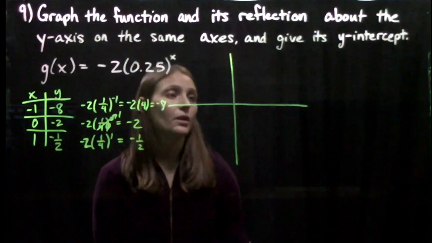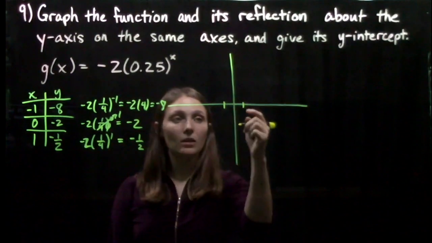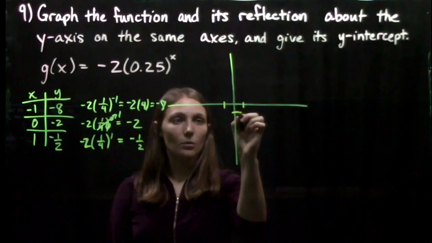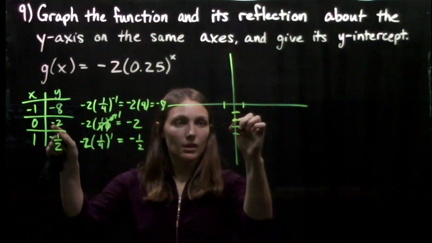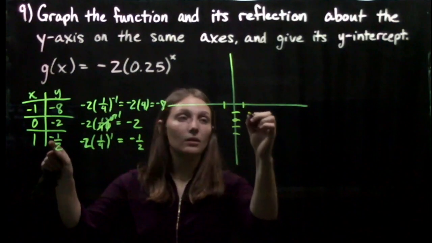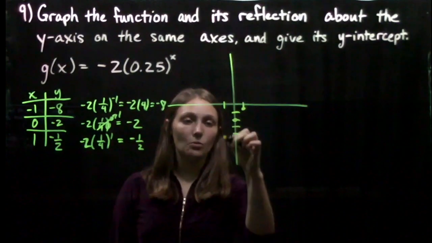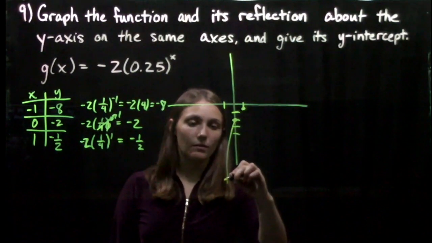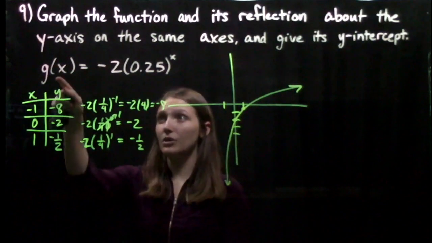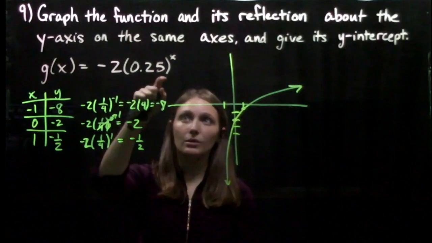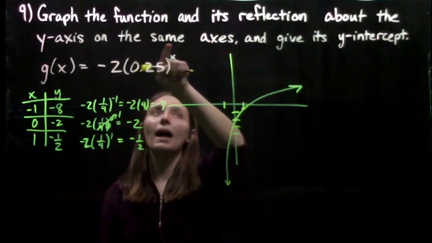Now when we take that over to our axis here, we've got 1 here and 1 here, our positive one and our negative one. And I'm going to graph, we've got 1 here, 2 here, 3 here, 4. We've got 0 and -2, so that's where we cross the axis. At 1, -1/2, we're about here. And we have -1, -8, which is way down here. So we'll kind of graph like this and say, okay, that's our graph of g of x equals -2 times 0.25 to the x.